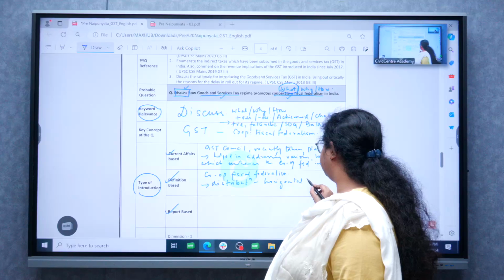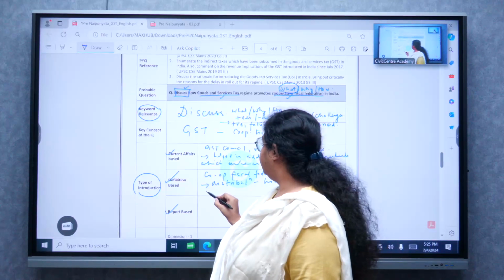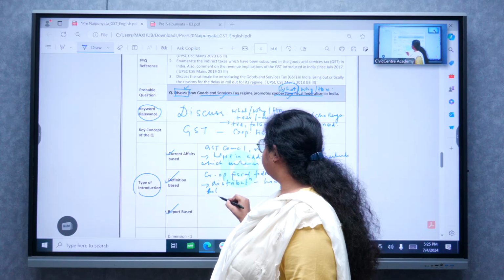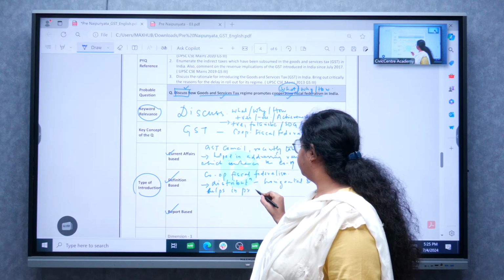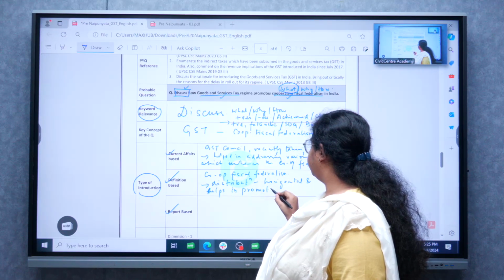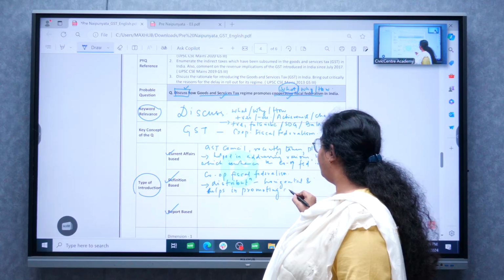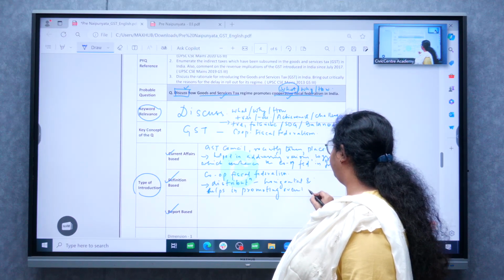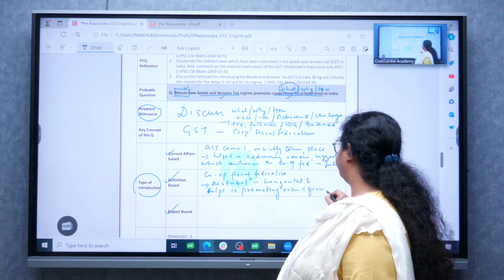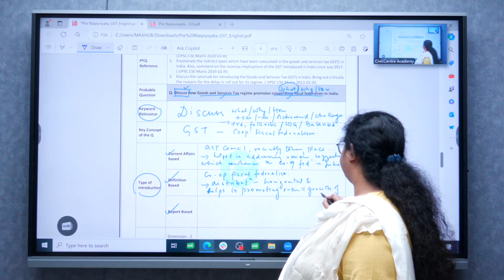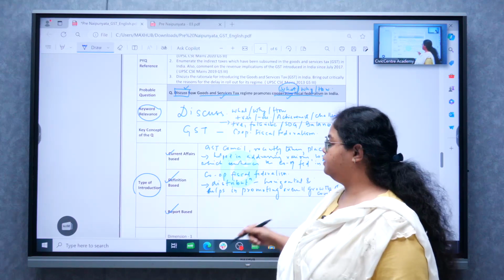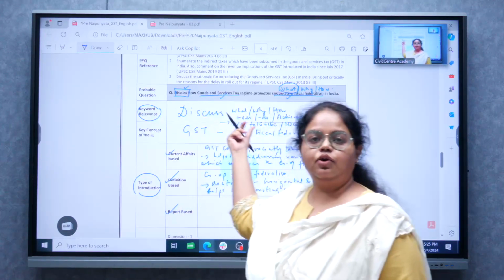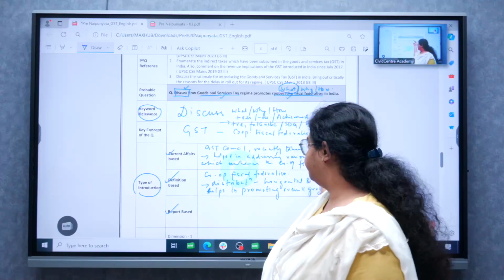And it helps in promoting the overall growth of the country. So, you're starting your answer by defining the key concept of the question.